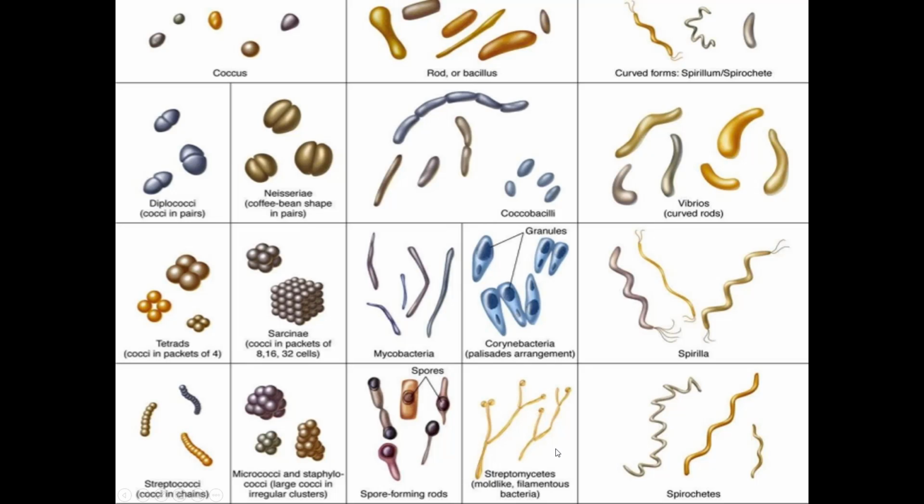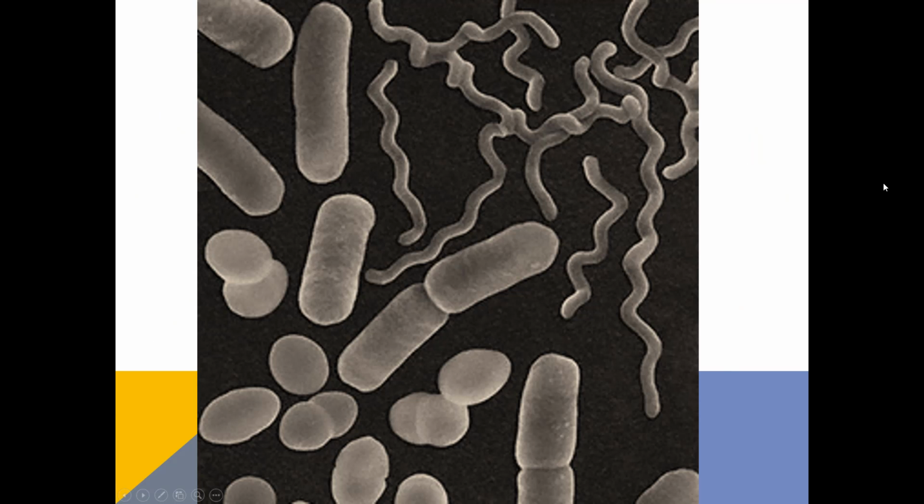Streptomyces is a type of bacterium that looks like a mold, but it's truly a bacterium. Molds are fungi. Fungi are eukaryotes. But these ones are very filamentous, and even on a petri dish they often look like a mold. And so even though we talk about these in very distinct groups, we often can see different shapes.